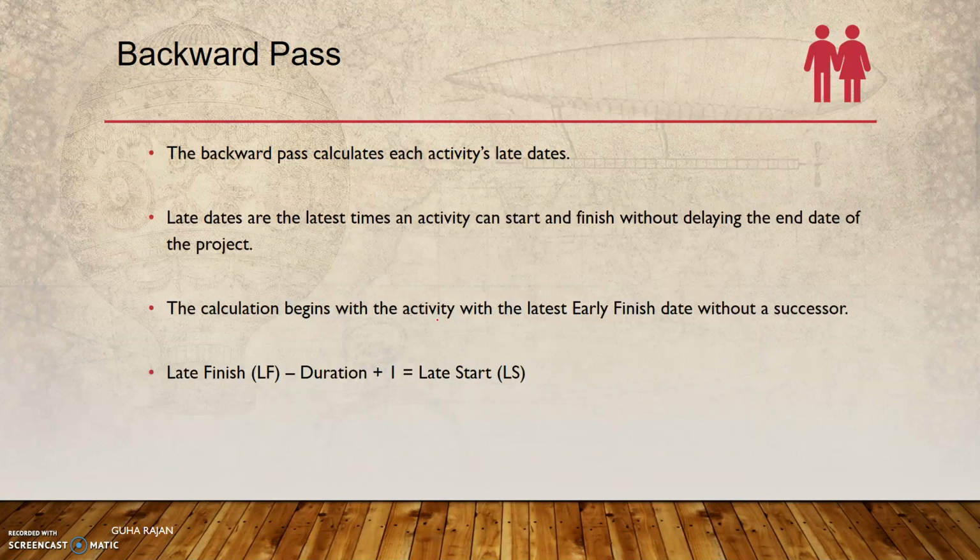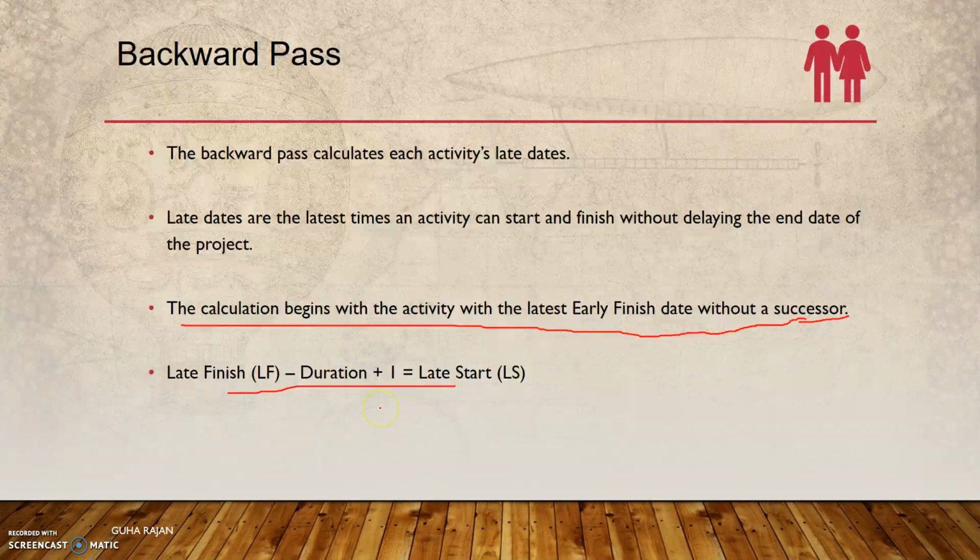Now let us look at the backward pass. For the backward pass, the calculation begins with the activity with the latest early finish date without a successor. This is an important point. So for calculating the backward pass, you need to start off with the last activity of the project. And again, late finish minus the duration plus 1 equals the late start. This is the calculation perspective.